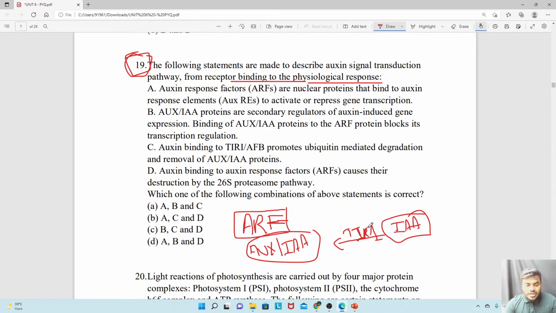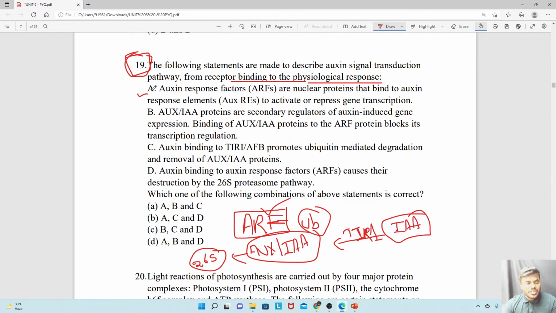Auxin comes and associates with the TIR1 receptor, and immediately there is an activation of the ubiquitin pathway. Now the ubiquitin molecule will come and add to the Aux/IAA, and it will undergo proteasomal degradation by the 26S proteasome. Then ARF becomes free. It will go and associate with the particular sequence in the DNA. Then it shows the response of auxin. That is what we study. We read the signaling clearly.